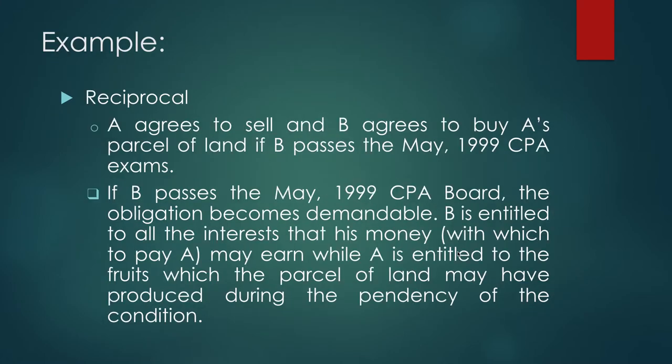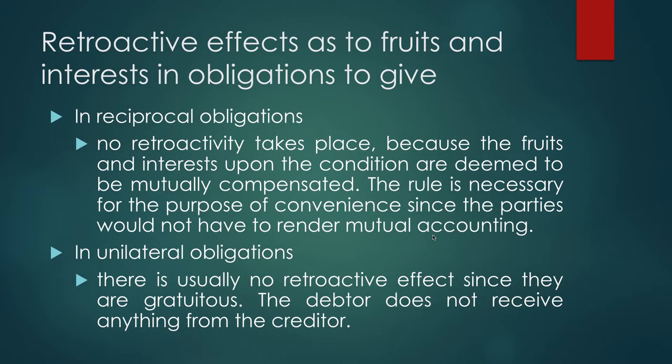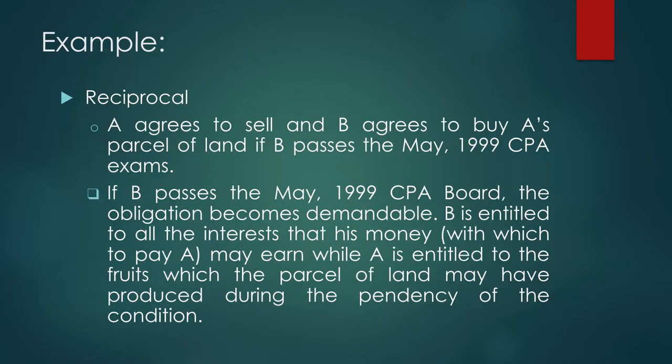So, example of reciprocal: A agrees to sell and B agrees to buy A's parcel of land if B passes the May 1999 CPA exams. If B passes the May 1999 CPA board exam, the obligation becomes demandable. B is entitled to all the interests that his money with which to pay A may earn, while A is entitled to the fruits which the parcel of land may have produced during the pendency of the condition. So again, as we've said earlier, in reciprocal obligations, no retroactivity, so that you don't have to render mutual accounting. So in this case, compensated, turn over lang niya yung money and then turn over yung land.